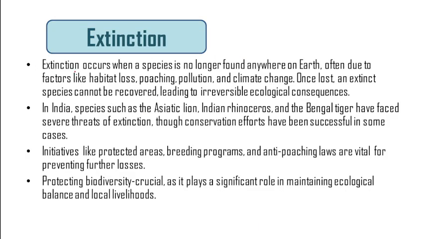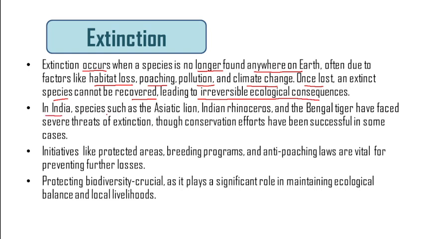Extinction. Extinction occurs when a species is no longer found anywhere on Earth. Why? Due to certain factors such as habitat loss, poaching, pollution, and climate change. Once lost, an extinct species cannot be recovered, leading to irreversible ecological consequences.